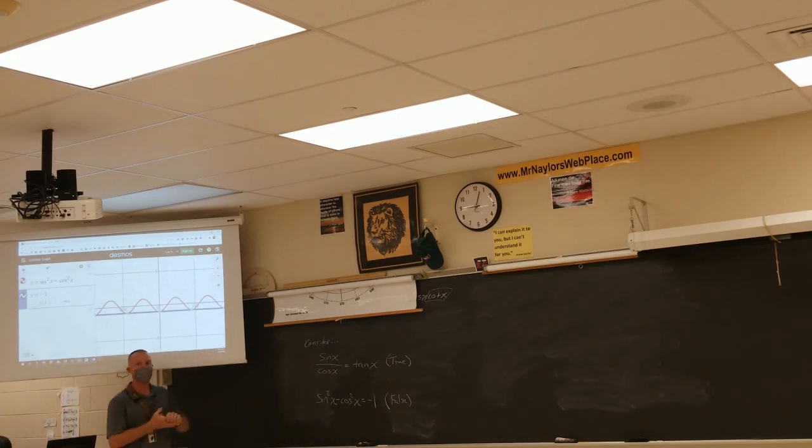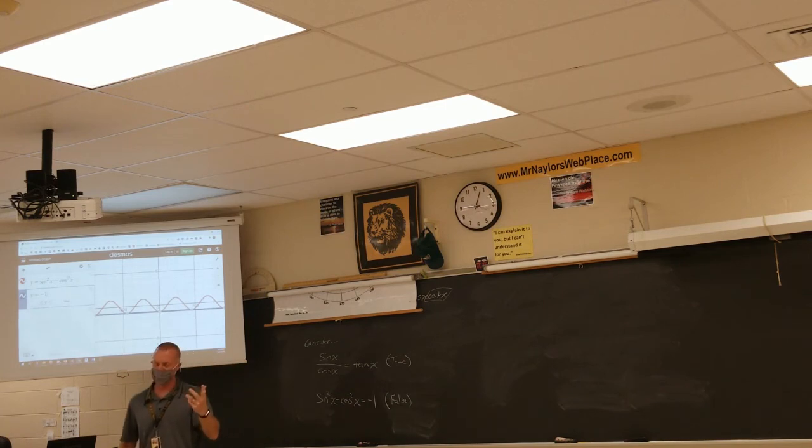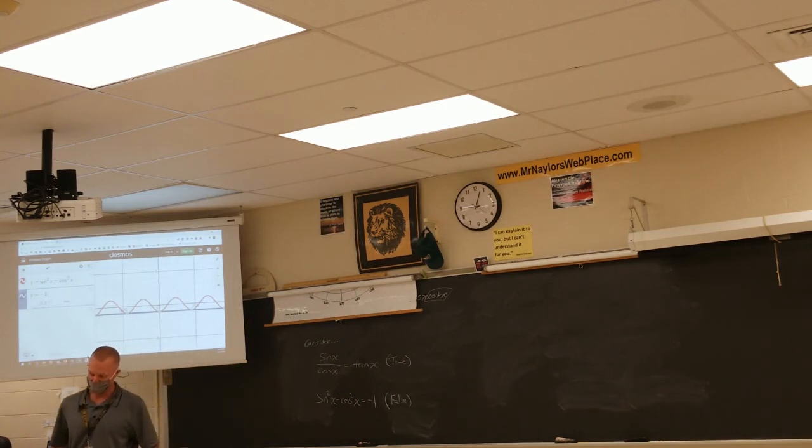Now, if you have a good memory, you might remember a couple weeks ago that I said this is a very common illegal, an illegal sort of student thought. So sine squared minus cosine squared is not equal to -1, because of some bad algebra.